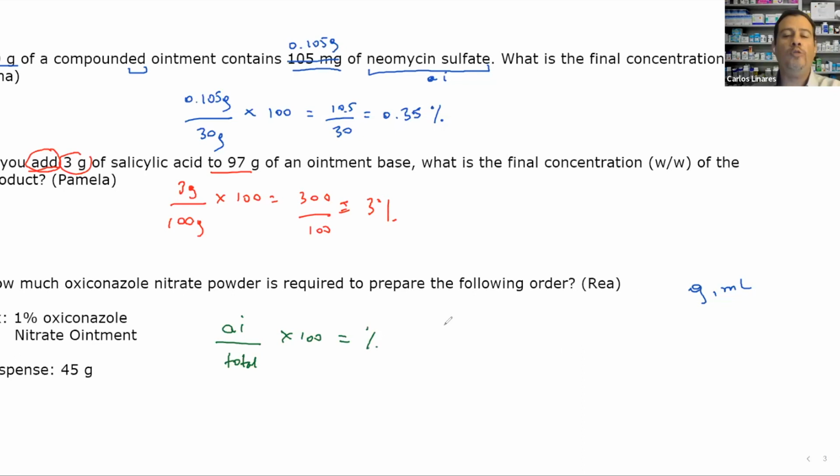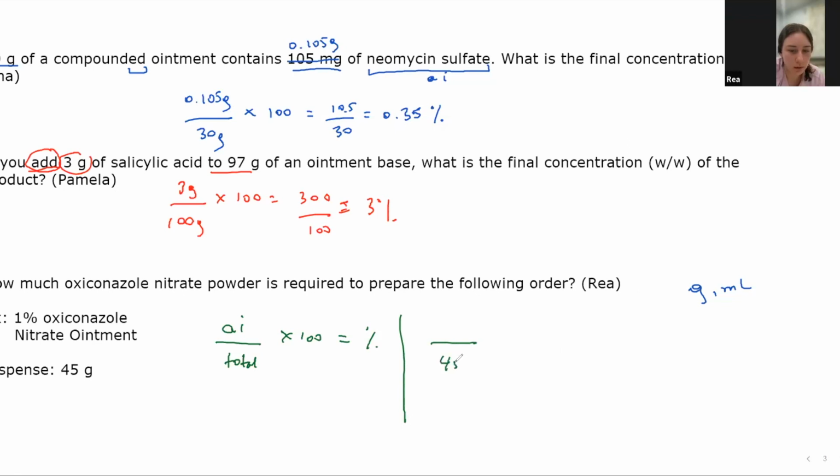Tell me what you do have here. What does the problem give you? I have the total, 45 grams. And the percentage, 1%. What else do you have? Times 100. So what are you missing? The active ingredient. That's what you're missing, right?